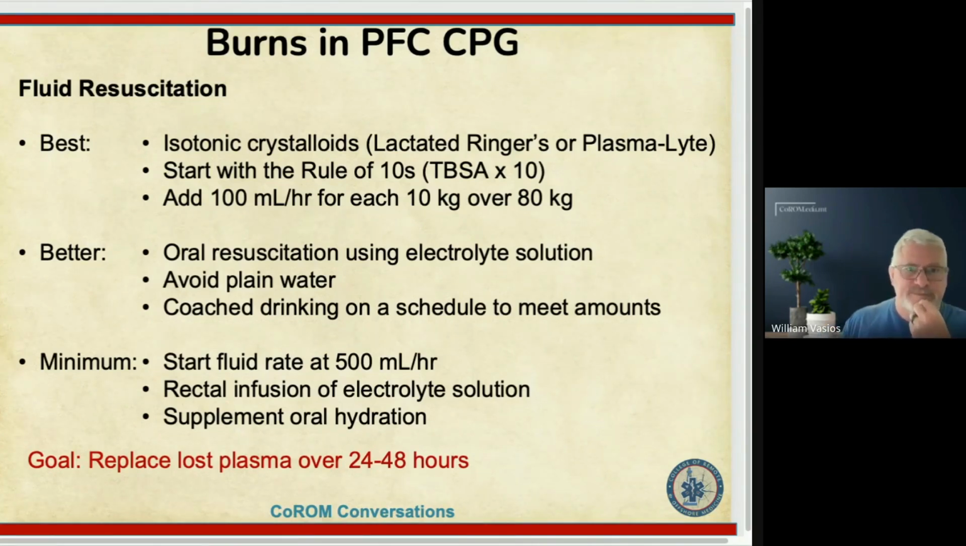Next slide. But one more thing on fluid resuscitation. Last summer I was teaching Swedish Soft, and we had the head of our PhD department there, and she had a bit of a conniption on this minimum, better, best. And she went to Oxford, so I think she knows what she's on about.